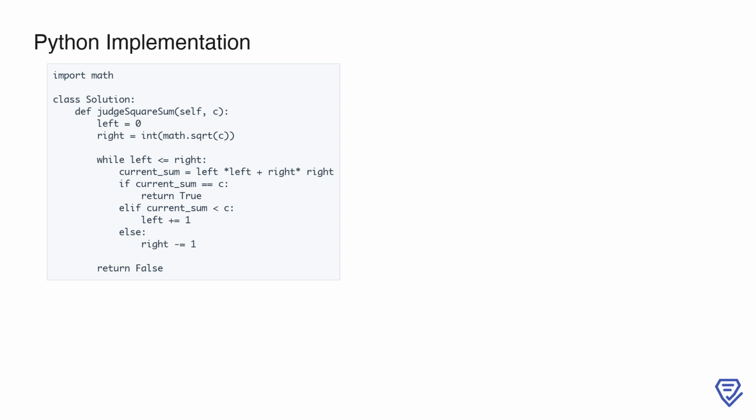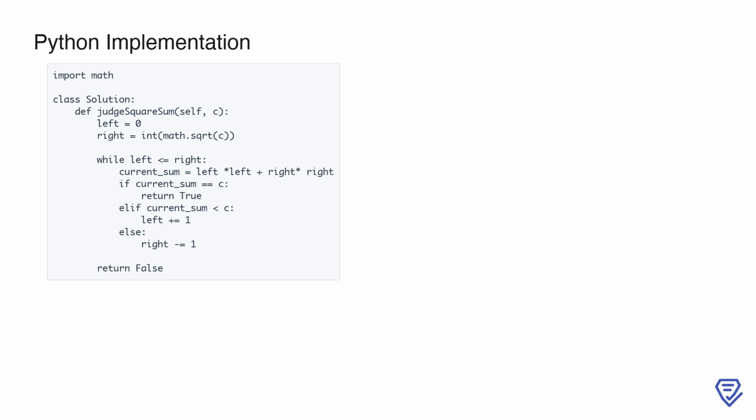Code walkthrough. 1. Imports. The math module is imported to use the sqrt function to calculate the integer square root of c. 2. Initialization. A two-pointer approach is used. Left starts at 0, the smallest possible value for one of the squares. Right starts at sqrt(c), the largest possible value for the other square.